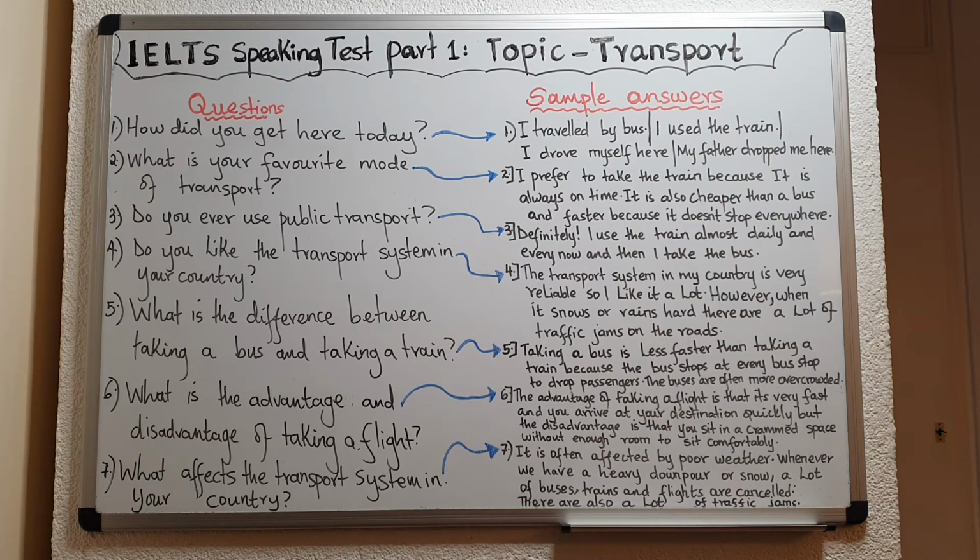Now, you have to understand the question because what you're being asked in question 5 is to compare traveling by bus to traveling by train. So, you could answer that question by saying, taking a bus is less faster than taking a train because the bus stops at every bus stop to drop passengers. The buses are often more overcrowded.